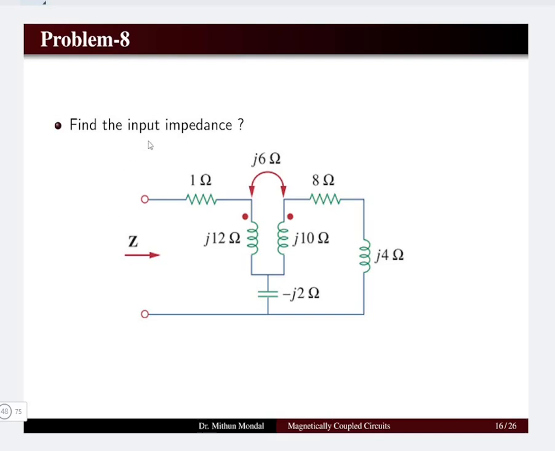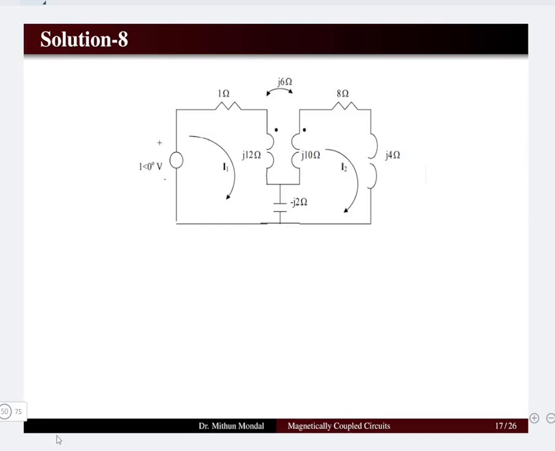In problem 8, we have to find the input impedance. We have seen in the previous problem where we used the concept of reflected impedance. However, here we will not use that concept of reflected impedance. Rather, we are going to solve by connecting 1 volt at the input side.